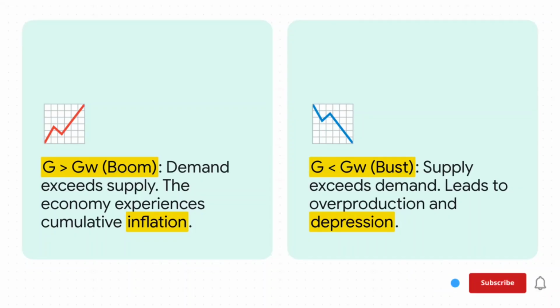And this is where you can really see that knife-edge problem in action. If our actual growth, G, accidentally overshoots that perfect warranted rate, GW, then suddenly demand is way ahead of supply. This triggers a massive inflationary boom.